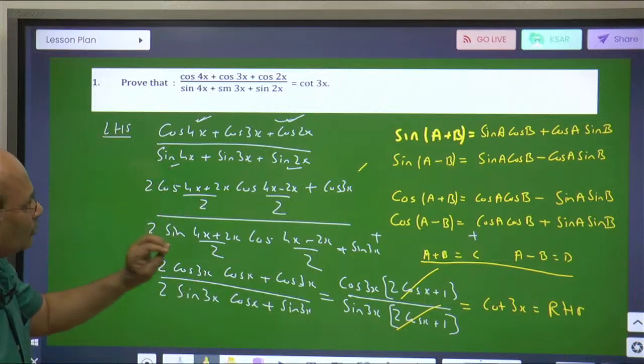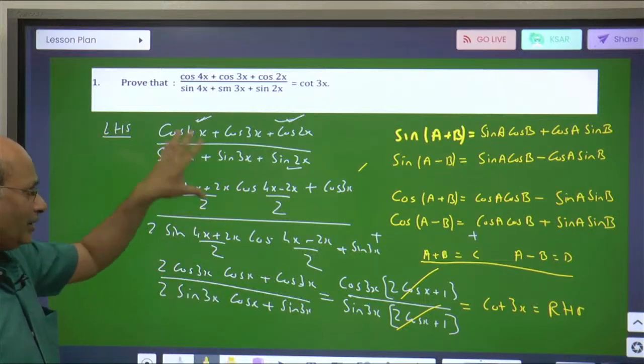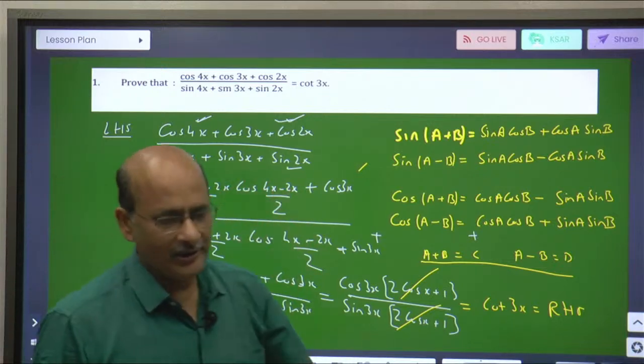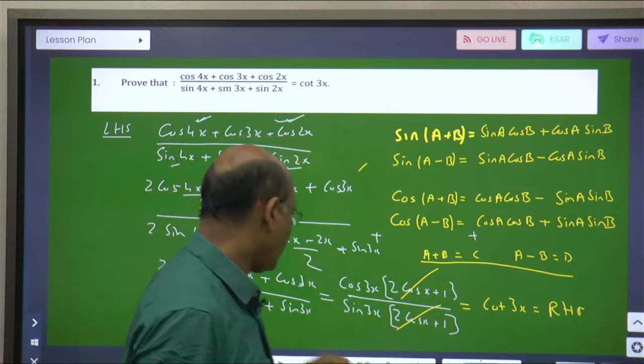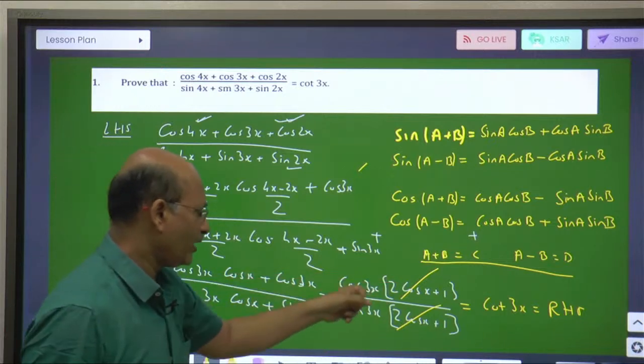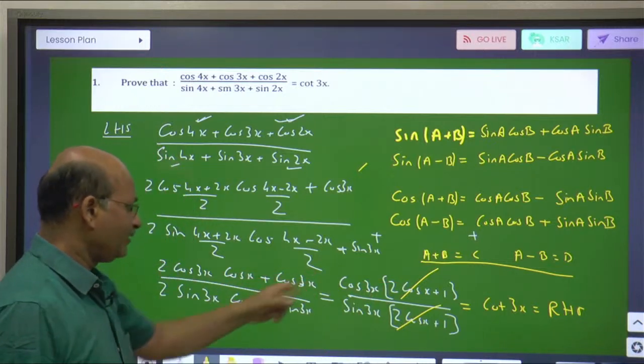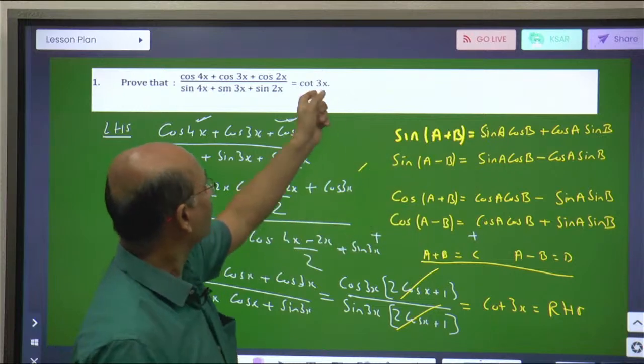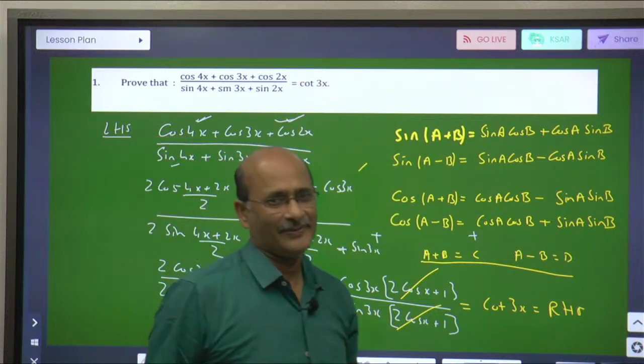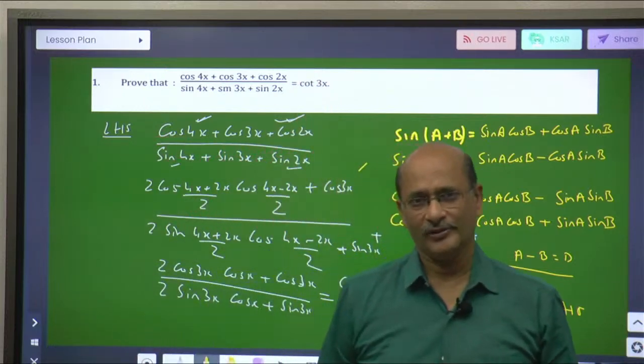Just have a go through with this question. Now once you do the application of the formula, in 99% cases you can always take out common. Here I was able to take out common cos 3x and sin 3x. So cos 3x upon sin 3x is nothing but cot 3x. So I hope you got this point clear, children, right?